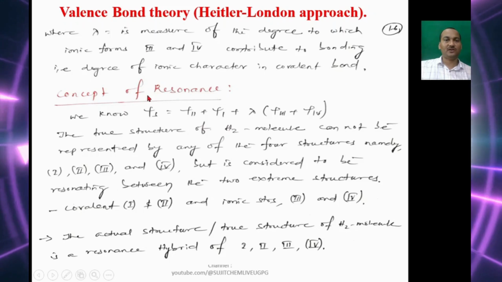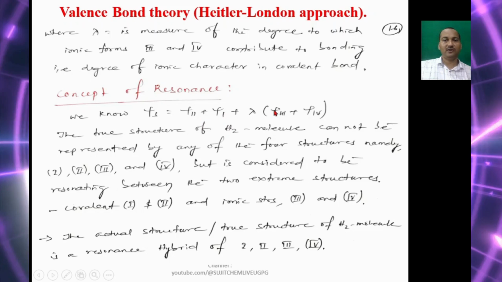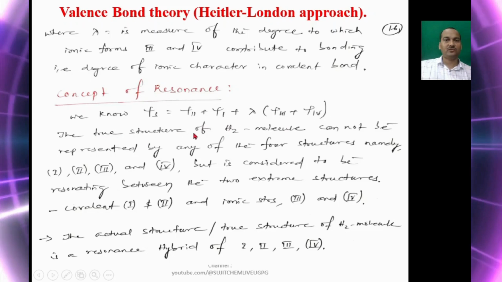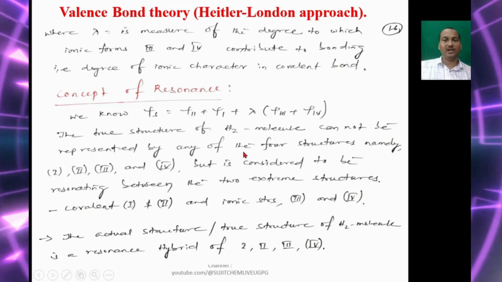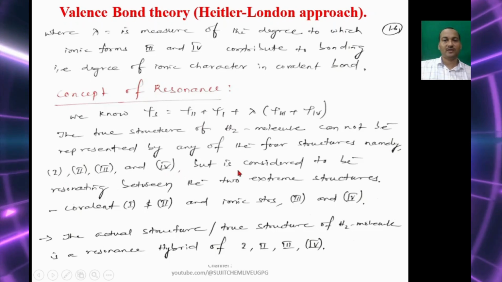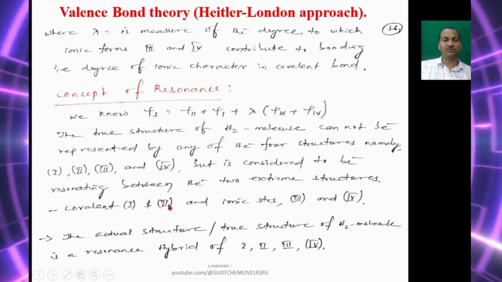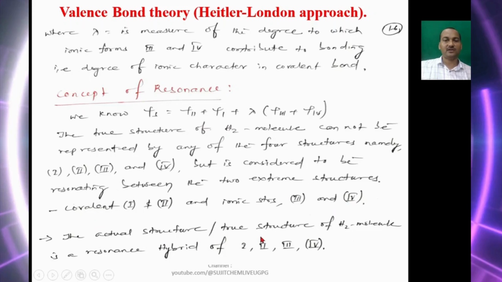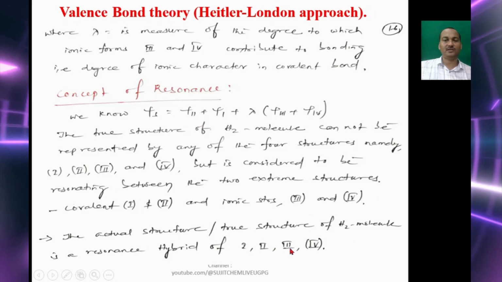Next comes the concept of resonance. We know psi S equals psi 1 plus psi 2 plus lambda times psi 3 plus psi 4. The true structure of the hydrogen molecule cannot be represented by any one of the four structures, namely 1, 2, 3 and 4. It is considered to be resonating between the two extreme structures, covalent 1 and 2 and ionic structures 3 and 4. So the actual structure of the hydrogen molecule is a resonance hybrid of 1, 2, 3 and 4.